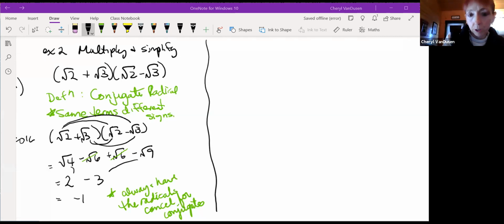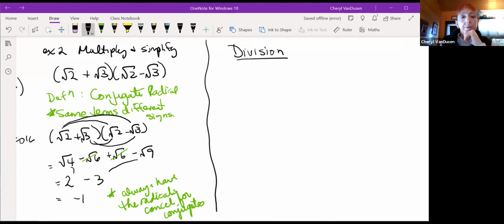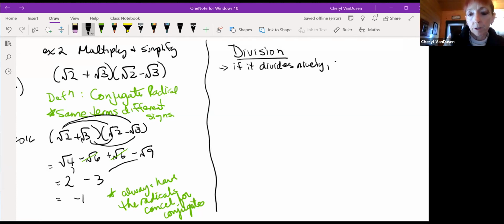Okay, so the last operation is division. I can think of kind of 3 things I need to point out to you. One would be if we can divide, we just go ahead and divide. So if it divides nicely, I'll just say go for it. It goes just the same as multiplication. So that's one thing that can happen. We can get a real nice question. Second thing that can happen is we can have a radical in the denominator that we can't easily simplify.